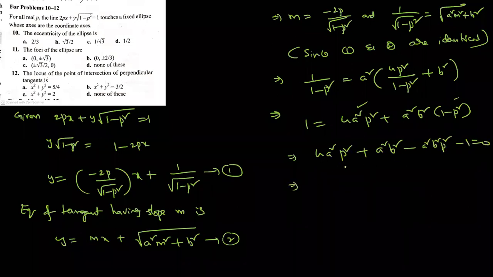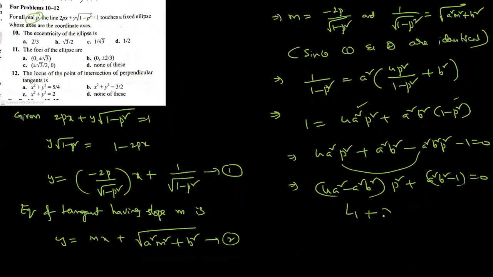Now from this case, I'm taking p square as a common factor. It is equal to 0. Now, what is the p here? See, p is any real number, meaning a constant. So this looks like L1 plus lambda L2 is equal to 0.